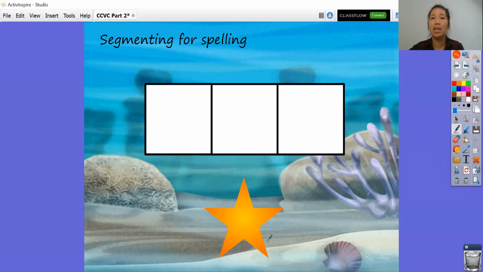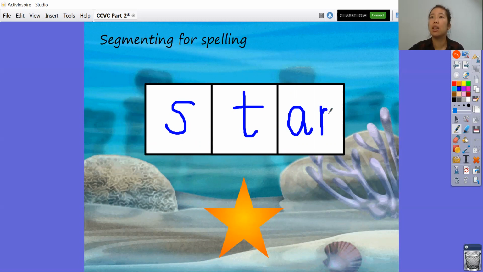Okay. So I can hear st, st, st. So that's my blend, my initial consonant blend. St, ah, st, ah. There's three sounds there. That's why there's three boxes for my phoneme frame. So the initial consonant blend is st, and then ah, as in when you go to the dentist. Okay, so that's our digraph there.